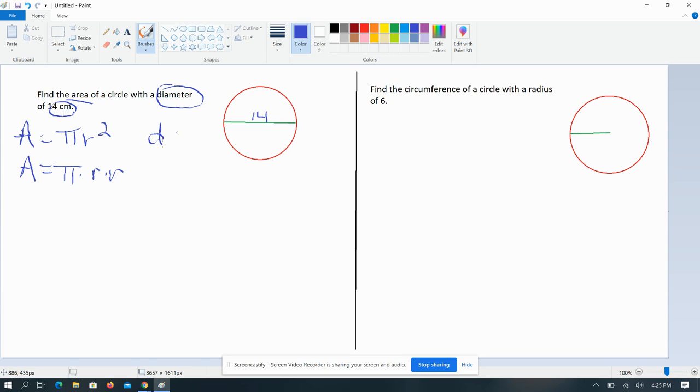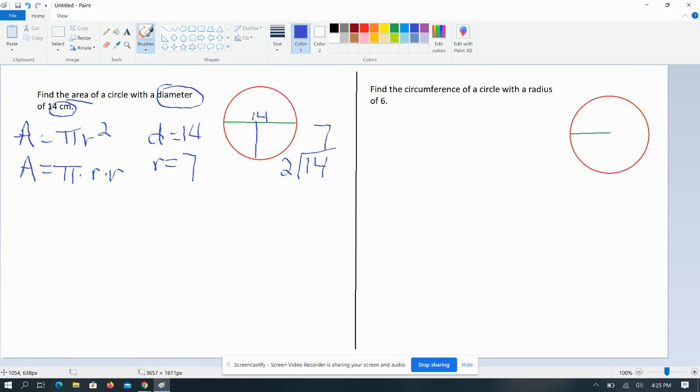So I know my diameter is 14, but I need to find my radius, because diameter is not in my formula. Radius is. So for the radius, I'm going to take that 14 and divide it by 2, because a radius is only half of the length. It goes from the center point to the outside of the circle, so it would only be halfway. Half of 14 is 7. So my radius is 7.